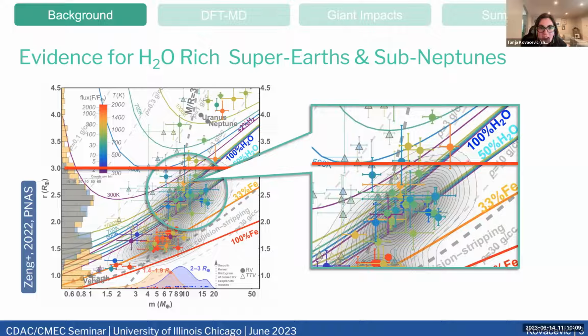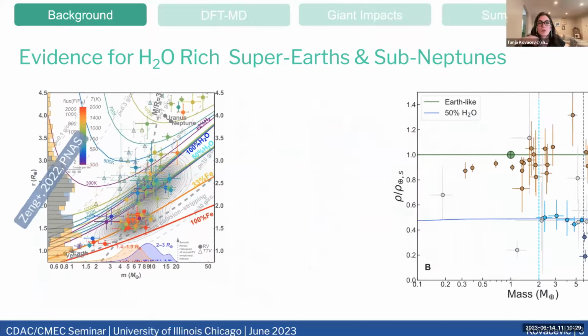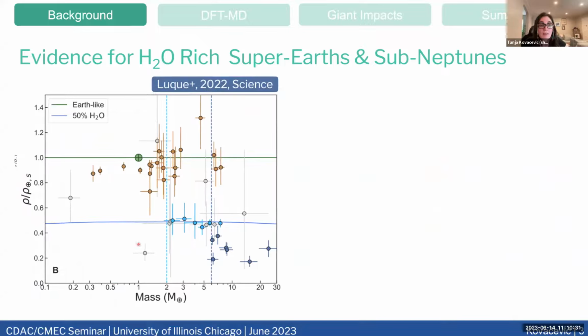So this red line I put in there to indicate where they capped these. Pretty much beyond that, if we go up in radius, we're going to require the presence of a gaseous envelope. So they made the statement here that there's some evidence that some of these exoplanets are water rich. We can maybe look at mass versus density instead.